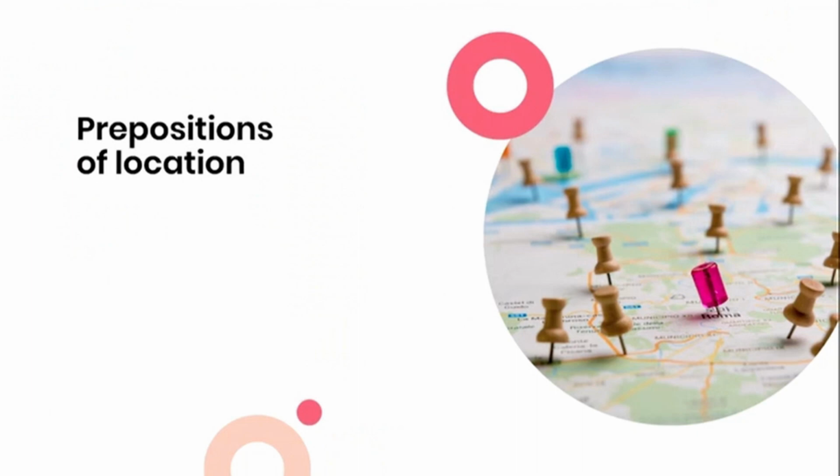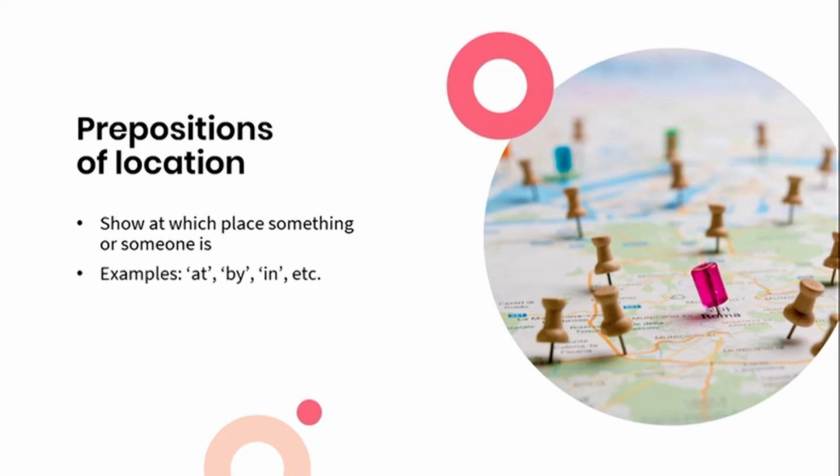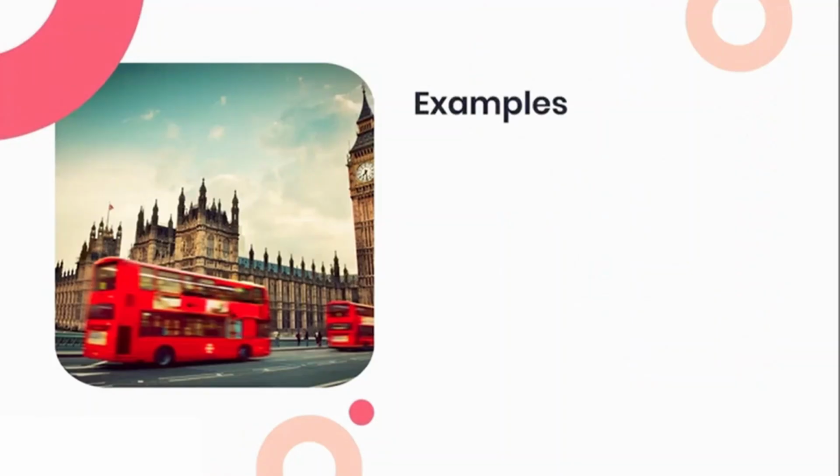Now, the next type of preposition is a preposition of location. These prepositions show at which place something or someone is. They don't provide as much detail as the prepositions of space. For example, at, by, and in. Let's use these in a sentence.